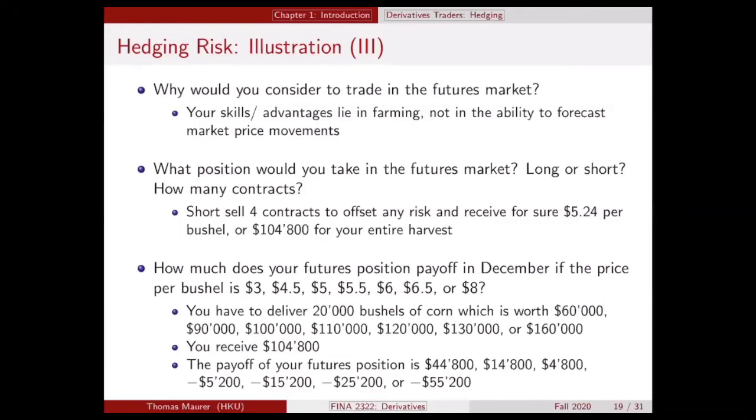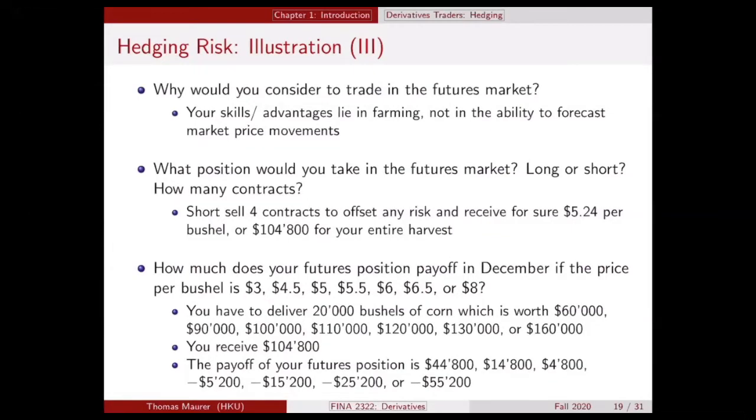Okay. So therefore, let's look at the 2 different payoffs separately. Let's focus first on the futures position. How much does this farmer who short sells the 4 contracts actually receive from his short futures position in December if the price of corn drops to $3 per bushel? And then afterwards, we're also going to look at all these other realizations in corn prices.